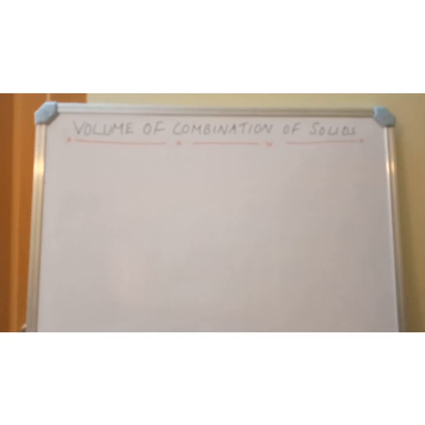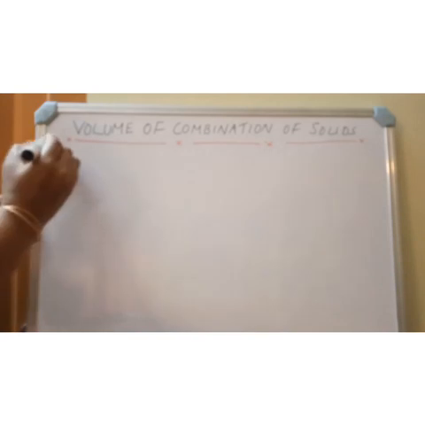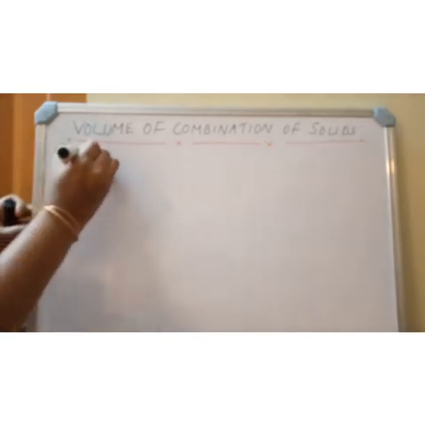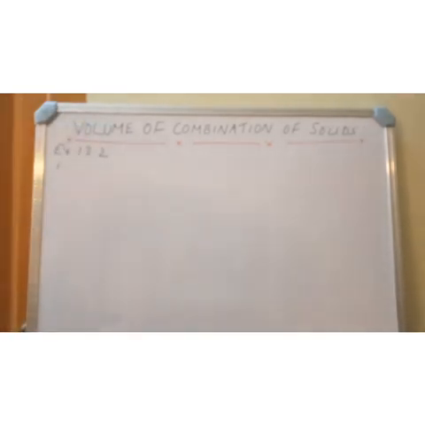Let us see with example and exercise sums. See exercise 13.2, question number 1. Look at the textbook, page number 247. A solid is in the shape of a cone standing on a hemisphere with both their radii being equal to 1 centimeter and the height of the cone is equal to its radius. Find the volume of the solid in terms of pi.